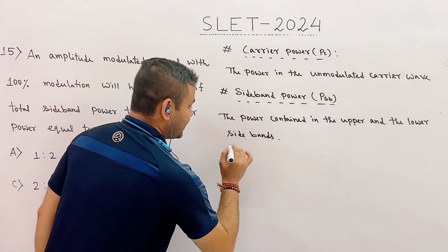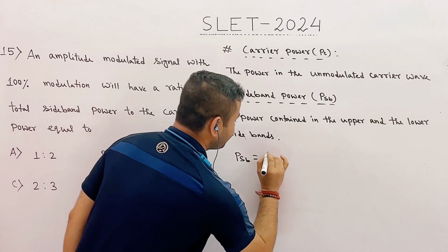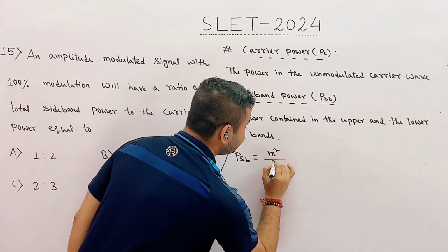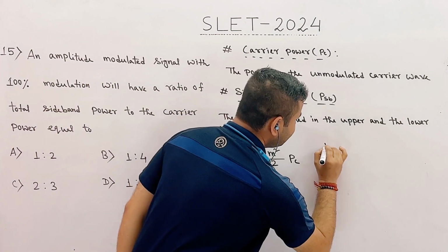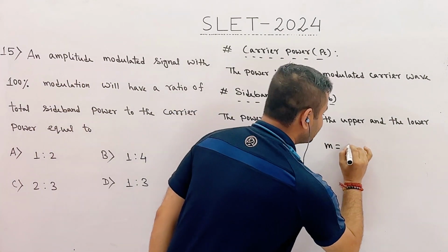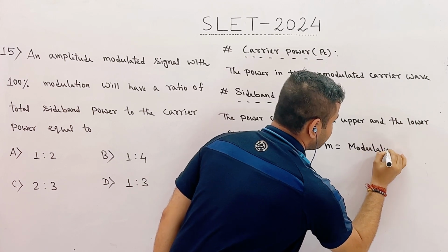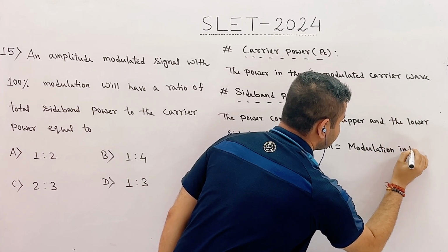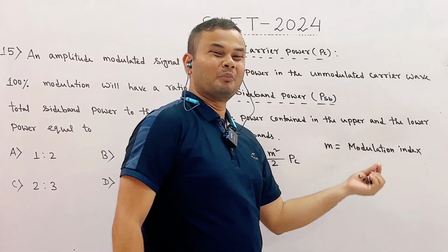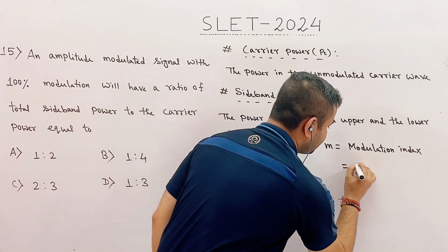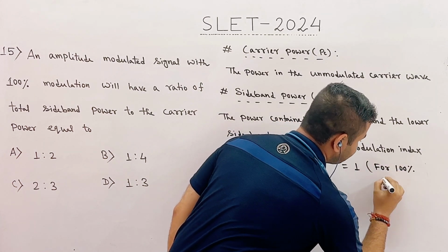And the mathematical expression for sideband power is given by m square divided by 2 into carrier power. Here m is known as the modulation index. For 100% modulation, the value of modulation index is 1.